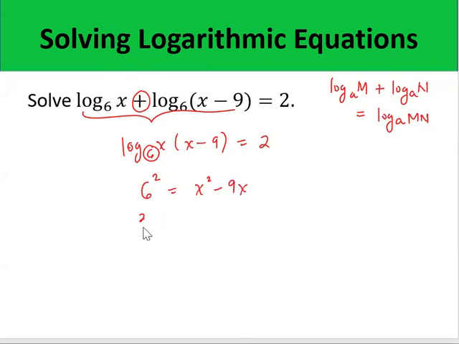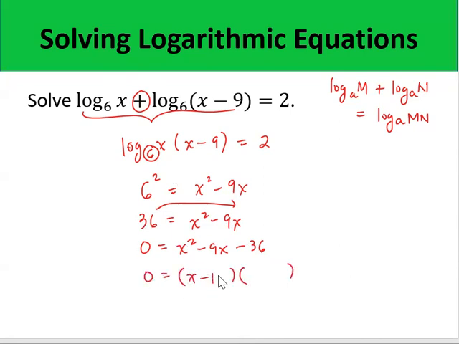Now 6 squared here is 36, and then we have x squared minus 9x, and transposing 36 to the other side, we get 0 is equal to x squared minus 9x minus 36. And then, since this is a quadratic equation in x, now we can factor this as x minus 12 and x plus 3. So equating both factors to 0, we get x is equal to positive 12 and x is equal to negative 3.